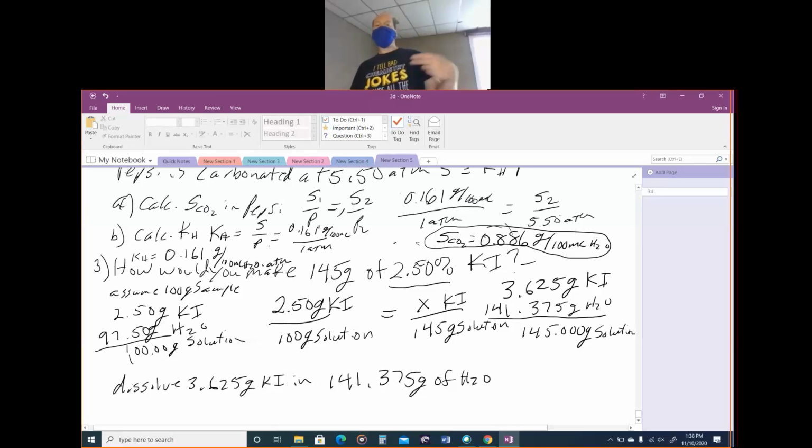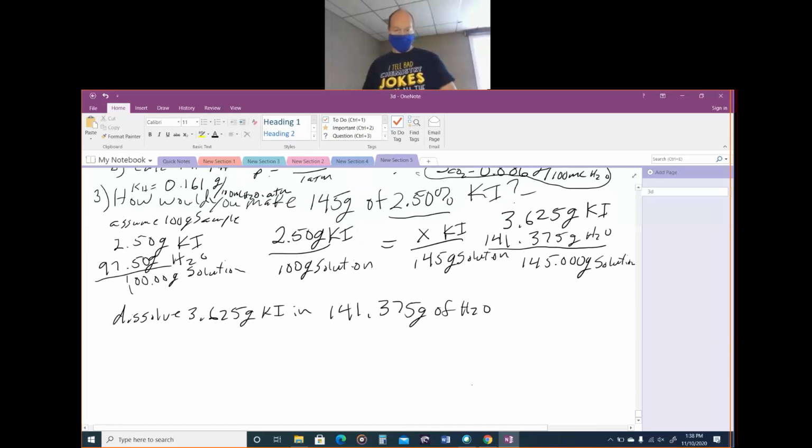All right, so this is a percent. This is not a molarity. We're not diluting to some mark. It is a mass percent. You put in that mass, you put in that mass, you mix it together, you have your solution. All right, so part B.